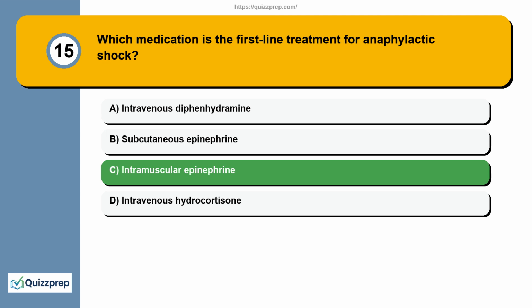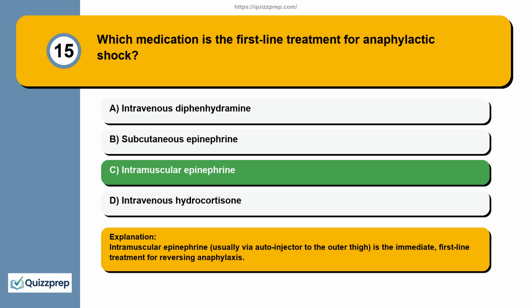Intramuscular epinephrine. Explanation. Intramuscular epinephrine, usually via autoinjector to the outer thigh, is the immediate, first-line treatment for reversing anaphylaxis.